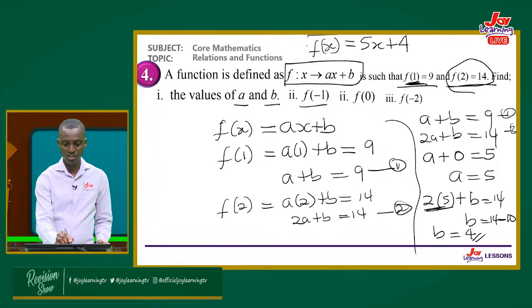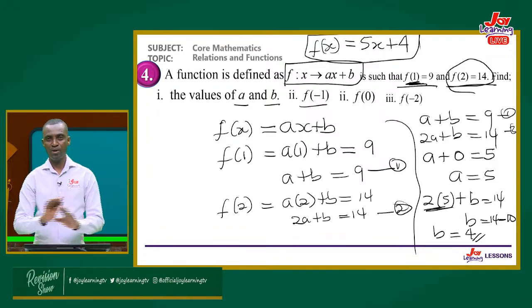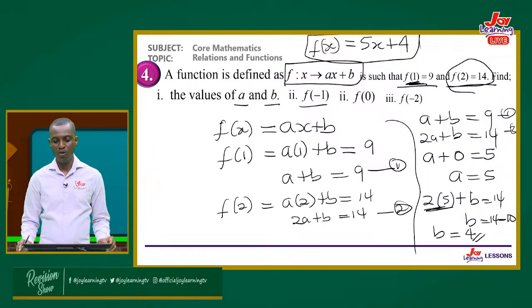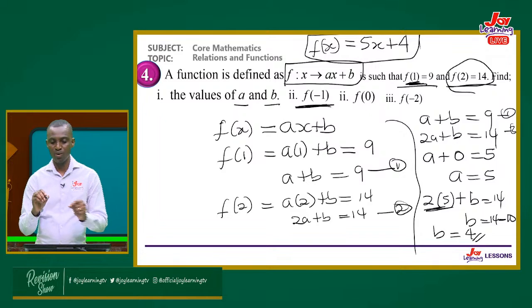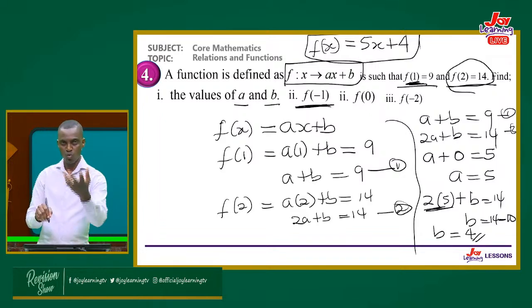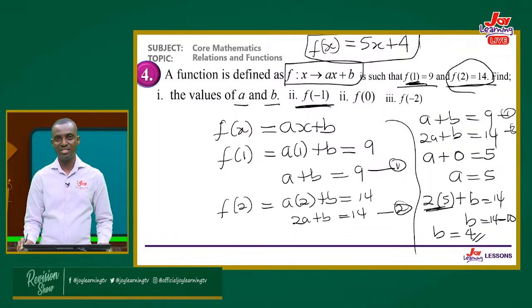So this is the function. This is the machine now. Very clear. That's the machine. Now, if that is the machine, what is f of negative 1? That means now when we put negative 1 into that machine, what will be the outcome? Have you seen it? Very simple.